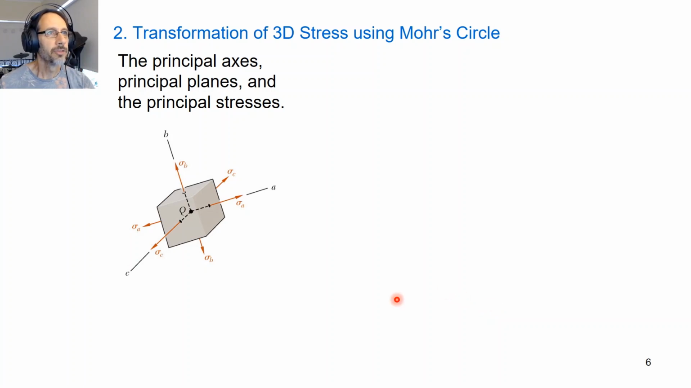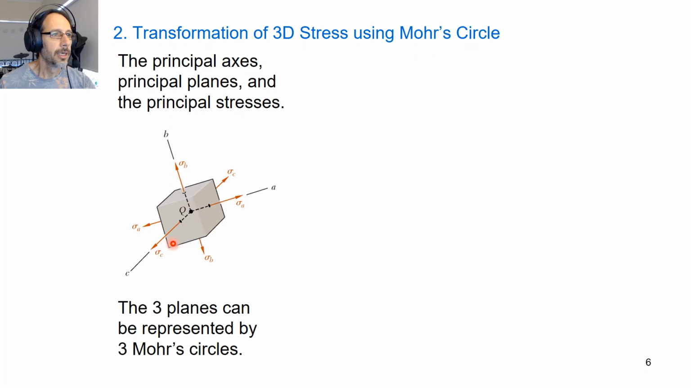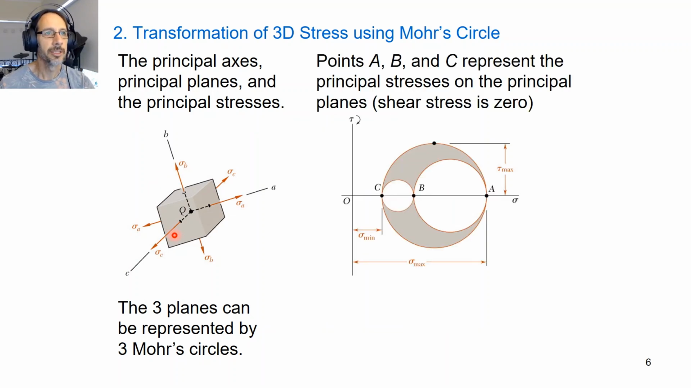Okay, so transformation of 3D stress using Mohr's Circle. The 3 planes that we have here can be represented by 3 Mohr's circles. So previously we had 1 Mohr's circle to represent the AB or the XY plane that we started with, but we can also have 2 other circles, one that represents the AC plane and also one that represents the BC plane. Okay, and that looks something like this.